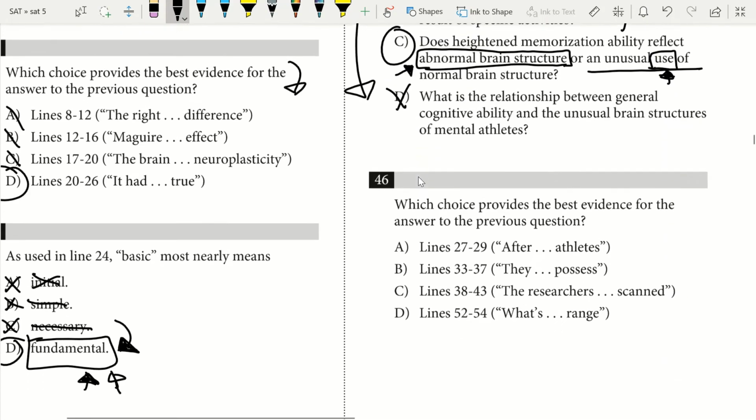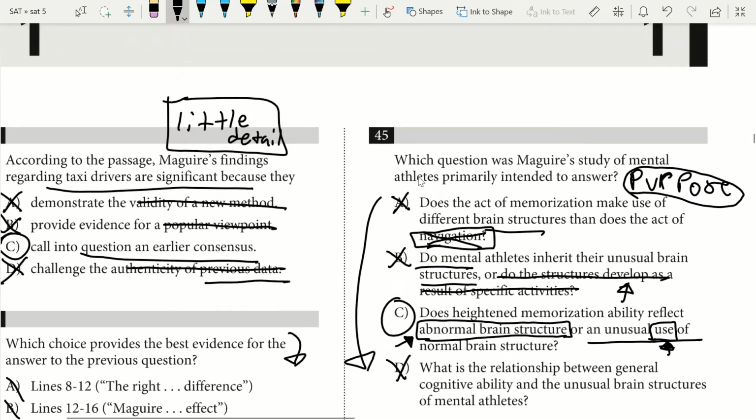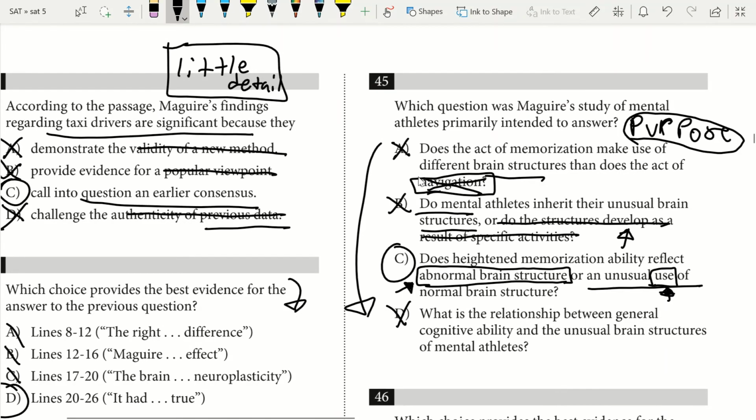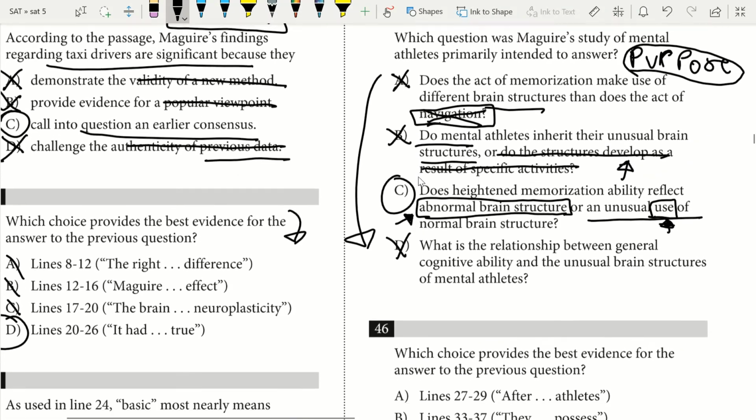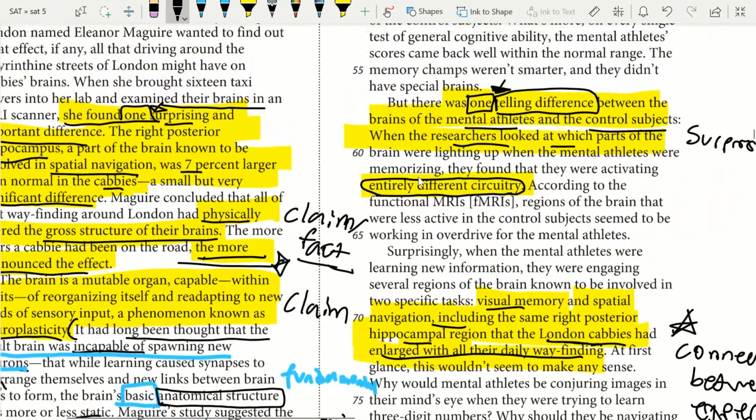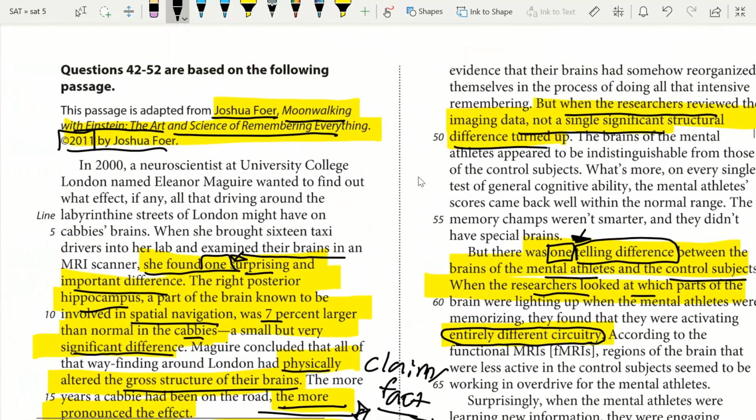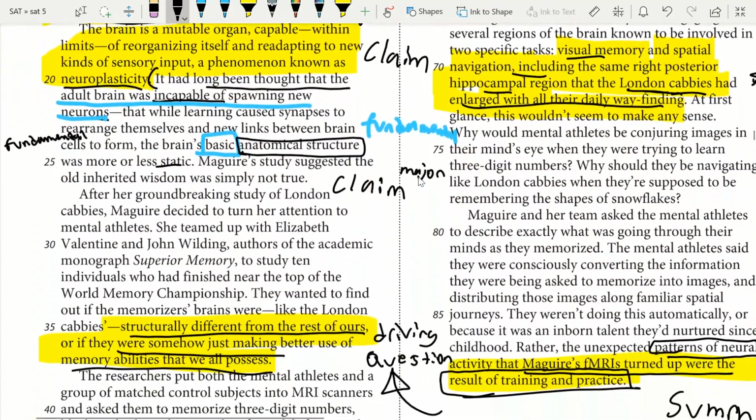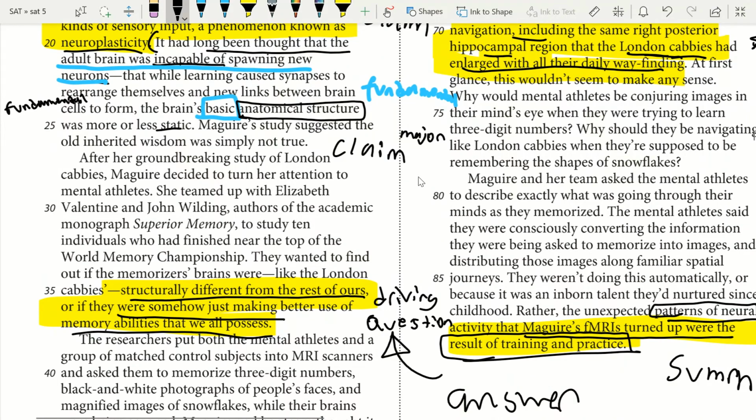All right, so we got best evidence for that. Okay, we're going to find where our evidence is for that. So that's going to be pretty much where we talk about, let me go find it real quick. I think I might have highlighted it. Let's take a look. Okay, it's going to be pretty much right here. They wanted to find out if the memorizers' brains were like the London cabbies, which are structurally different from the rest of ours, or if they were somehow just making better use of the memory abilities we all possess.